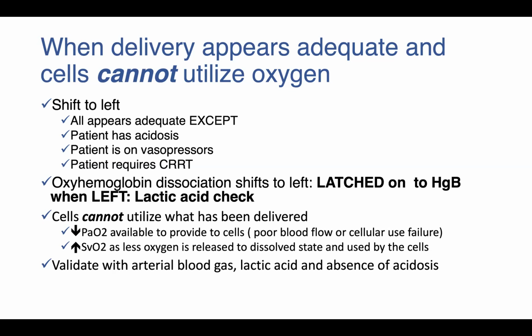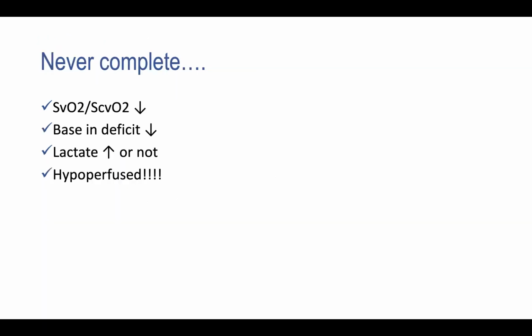So SvO2 tells you about the state of oxygen dissociation. Base and bicarb correlate whether or not that oxygen is adequate. That's what's critically and profoundly important. So never one of these being complete. You need them all. You need SvO2 or ScVO2. You need to correlate that with the base. Your lactate may be up or it may not be up. Patients clear lactate and they can clear it really rapidly. So lactate is not a great indicator.